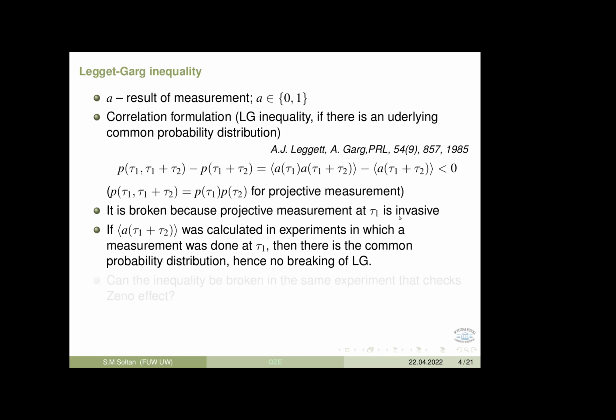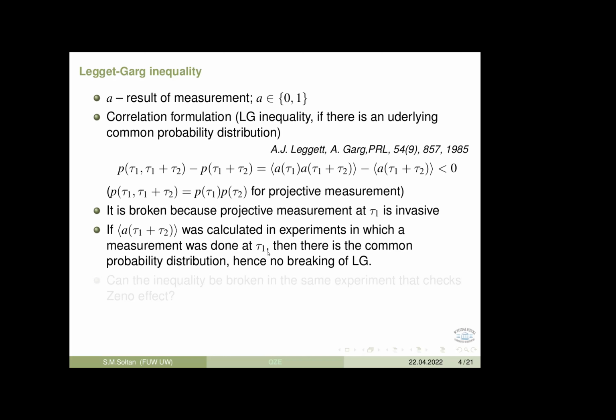However, if we try to check this Leggett-Garg inequality in a specific experiment that tries to observe the quantum Zeno effect, then we would not observe the breaking of this specific inequality, because the second term here, the expectation value of the observation after time T1 plus T2, assumes that there was no measurement and observation at time T1.